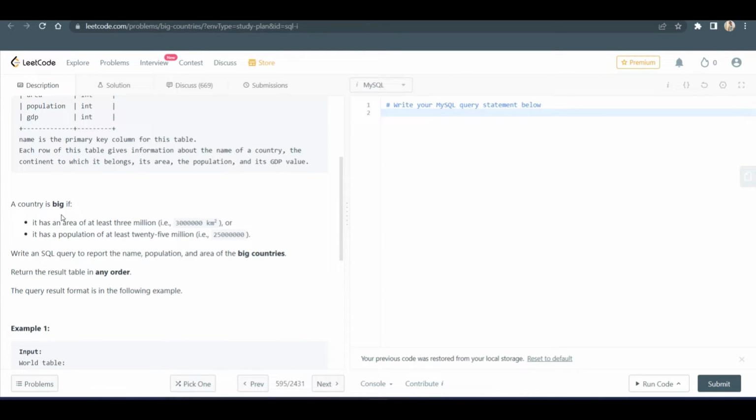So the question is, a country is big. The country is said to be big if it has area of at least 3 million or it has a population of at least 25 million. So we have to write SQL query to report the name, population and area of such big countries, and as usual the return result should be in any order.